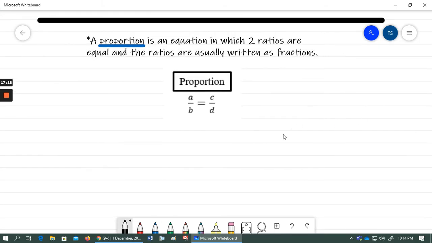All right, so guys, a proportion is an equation in which two ratios are equal, guys, and the ratios are usually written as fractions when you have a proportion. Okay, so again, when I said that you literally cannot have a proportion without having two ratios that are equal, that is exactly true, guys. You really can't have a proportion without having two ratios that are equal to each other.